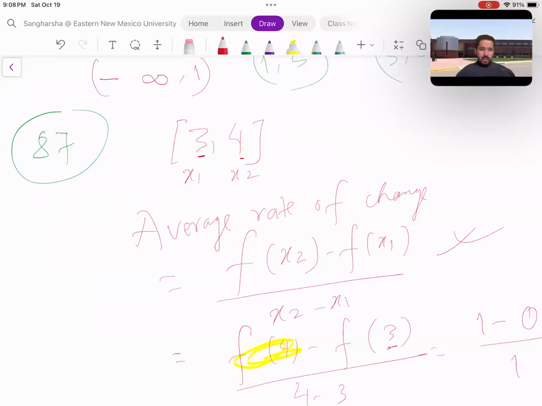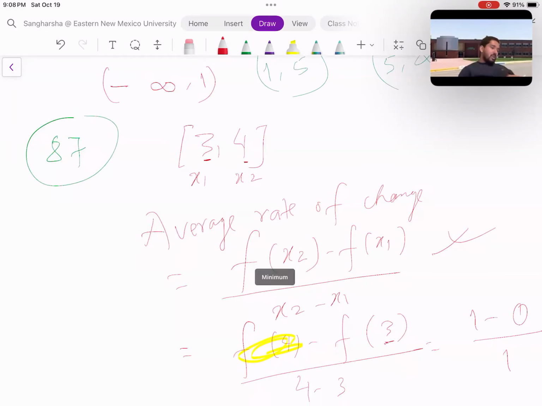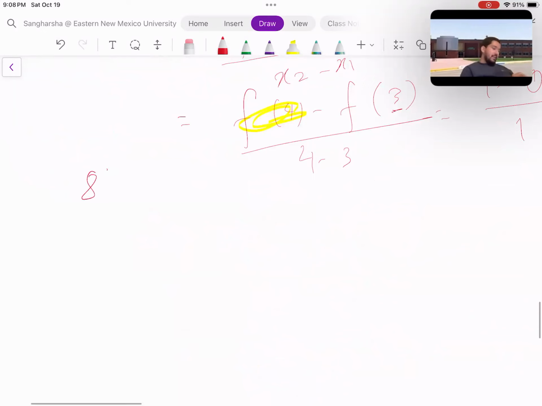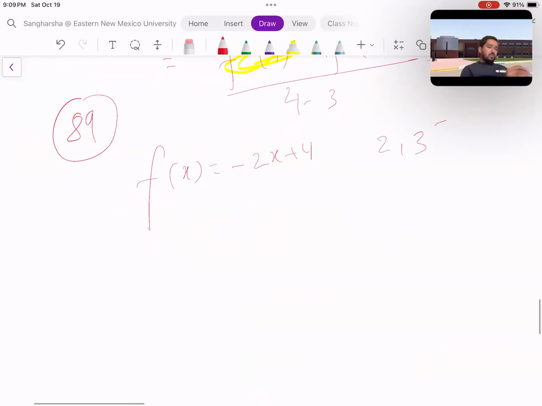Now we are at 88, 89. In 88, you are asked to find the y-intercept. You have the graph, and you look at the point where the graph touches the y-axis. Now, in number 89, you are asked to find the average rate of change. It's pretty similar to 87, but in 89, you are given the function. So you have a function f of x equals negative 2x plus 4, and the interval is 2, 3. You are asked to find the average rate of change.